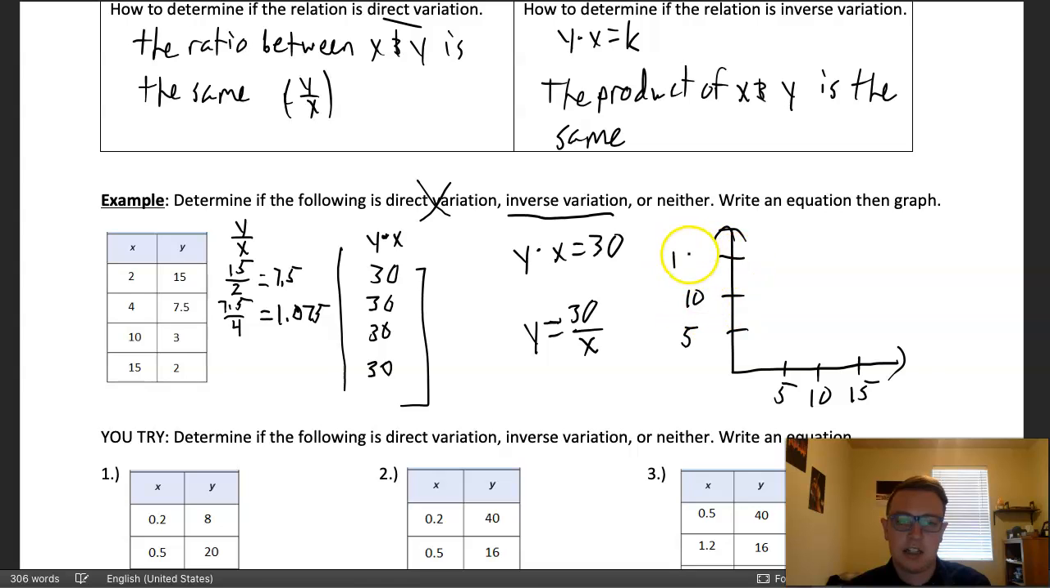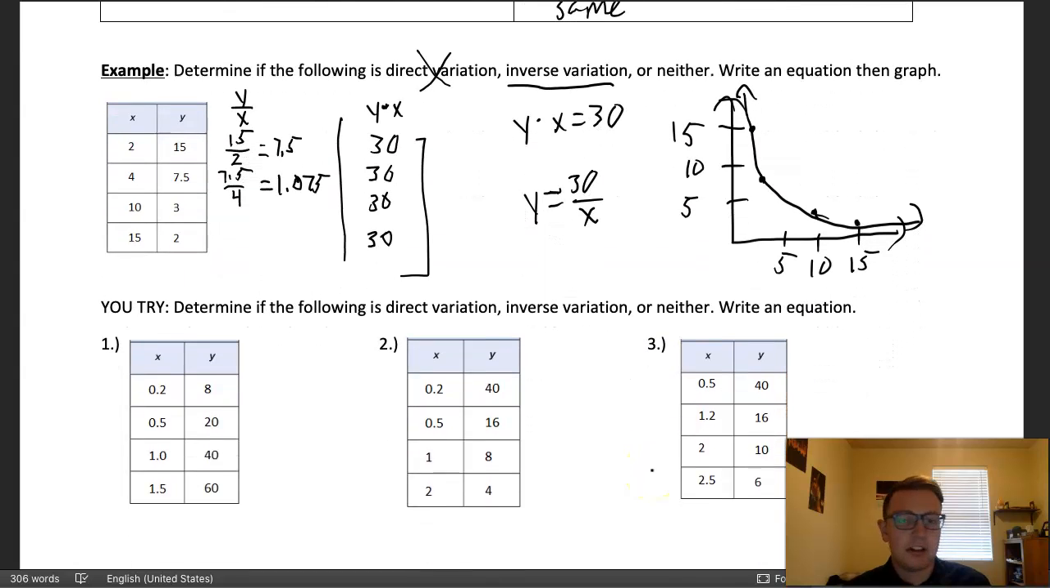And 15. Okay, so we start off at (2, 15), and we go to (4, 7.5), and we go to (10, 3), and (15, 2). And now as we connect these, we notice that it looks like a curve, a little bit like a reverse bow here. We'll deal with that more in our next lesson, but that's the way these graphs look.